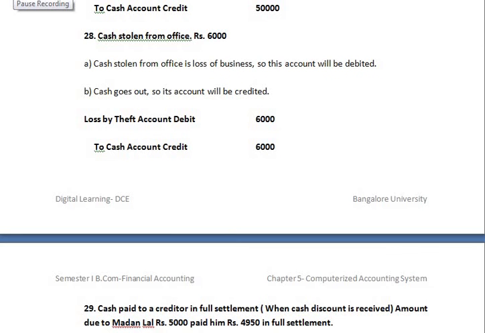Cash stolen from office, rupees 6,000. Cash stolen from office is a loss to the business, that is loss by theft account debit to cash account. What is going? Cash is going.